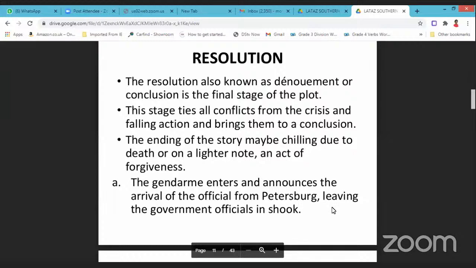announces the arrival of the official from St. Petersburg. Now, this leaves the government officials in shock, because they realized the government inspector who they thought was the government inspector, Khlestakov, is not it. But with this news, now they are shocked. They need to go and meet the real government inspector.